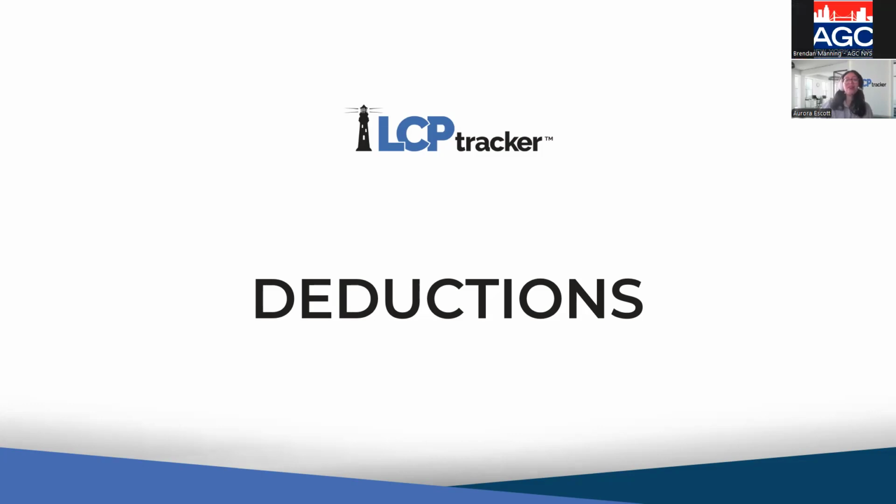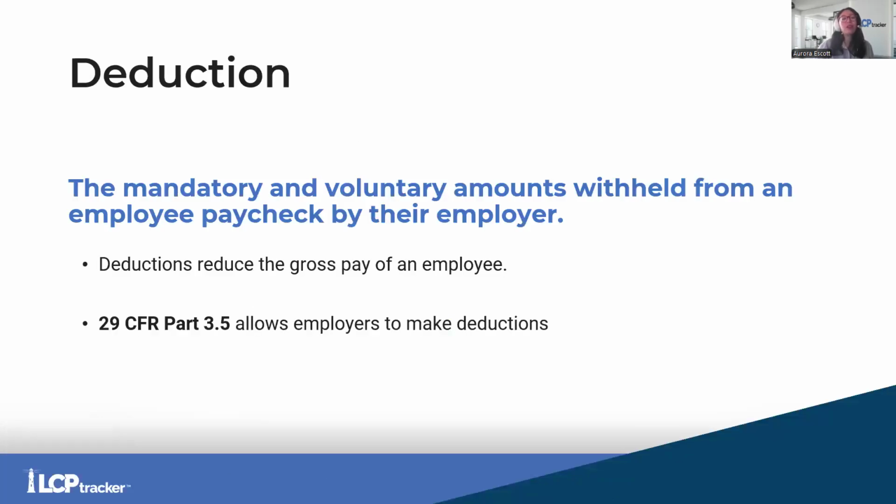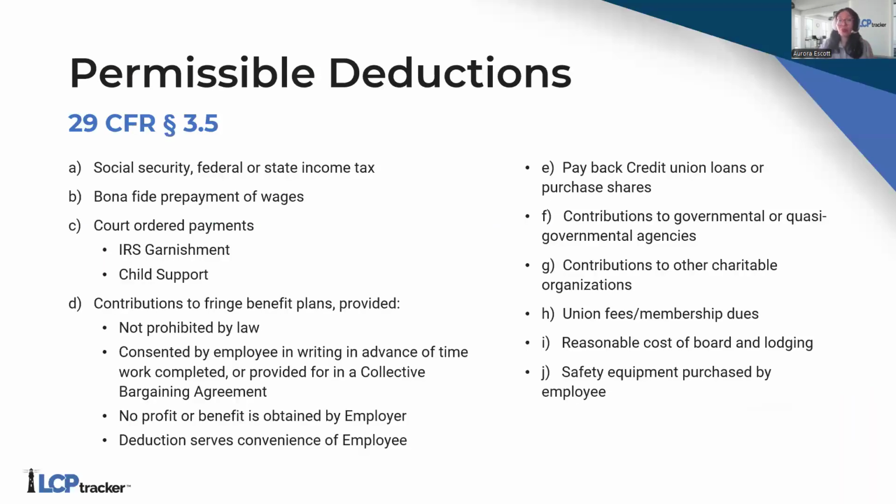Okay, let's talk deductions. How do they work on Davis-Bacon projects? There's nothing really different about deductions on a Davis-Bacon project. I'm going to be real here. There are certain deductions that are permissible per Davis-Bacon, and you can find a list of those permissible deductions under 29 CFR 3.5. There's quite a bit of them, so chances are your deductions may actually fall into one of these listed.